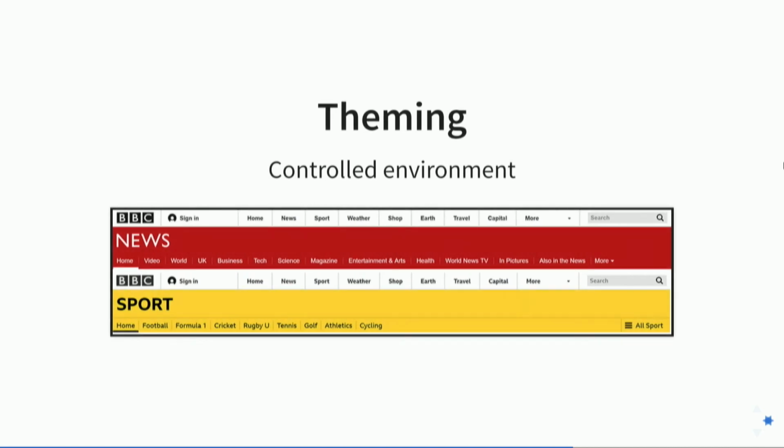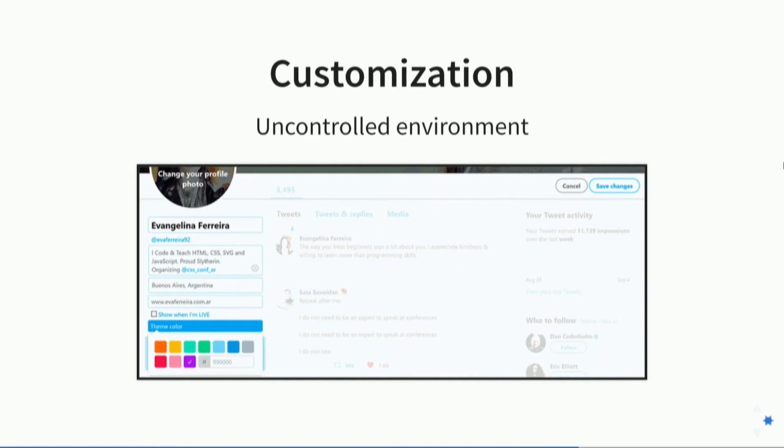Just a little recap. Theming is when the company or the designers or the developers choose to do different kinds of website with different colors, mostly changing only the UI. For example, the BBC. It is a controlled environment because it's the company that chooses it. And customization is an uncontrolled environment. It's when the user picks a certain color in the UI. For example, in Twitter, we can pick a different color for our text color.